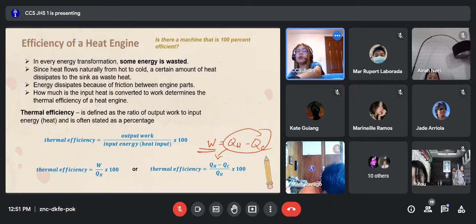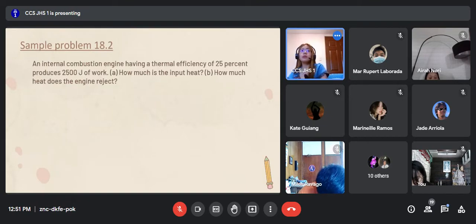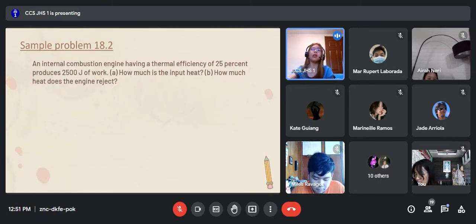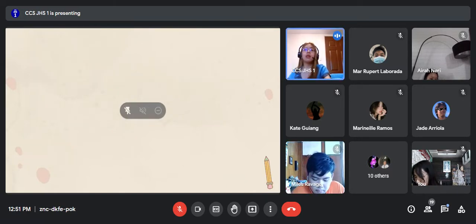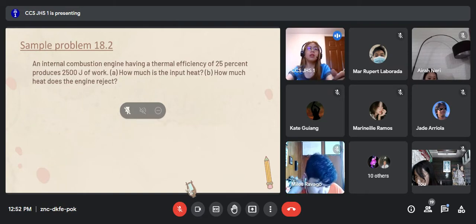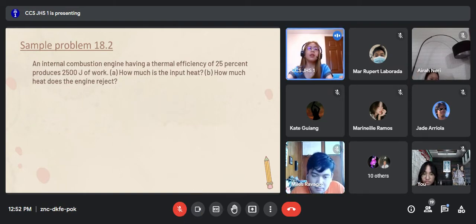Okay? Let's proceed. Let's have this sample problem. An internal combustion engine having a thermal efficiency of 20% produces 2,500 joules of work. How much is the input heat? And how much heat does the engine reject? Okay, so let's start with identifying what are the given in this problem. Sige, anyone? Sige, participate. Thermal efficiency, pilang value? 25%. Okay, 25%.